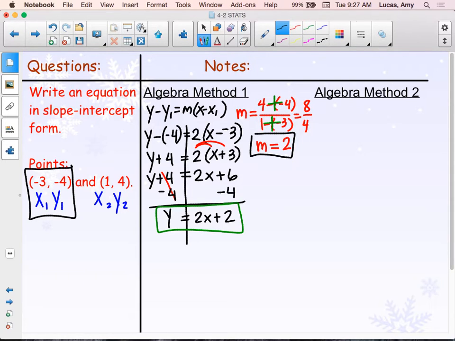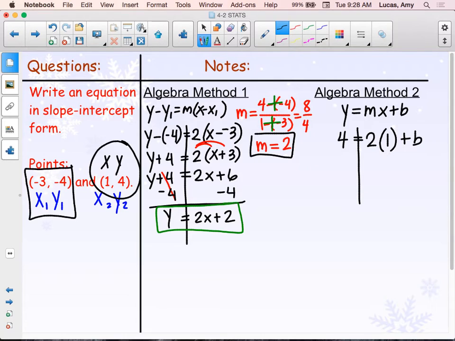The other method, slope-intercept form, and we're going to stick with slope-intercept form. For this one, I'm going to use x and y from my second ordered pair. You can choose whichever one you want. You just need one ordered pair for each of these methods. It doesn't matter which one you use. So now my y value from that second ordered pair is 4. My slope is 2. My x value from the second ordered pair is 1. And I just have to get the b by itself.